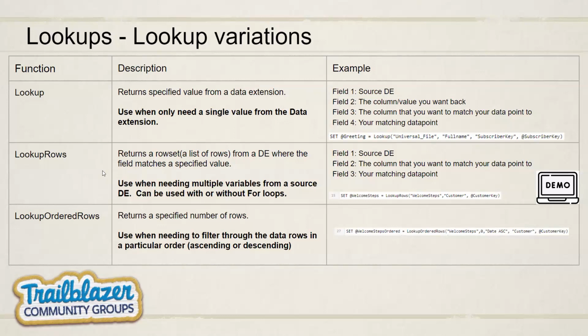Lookup rows gives you an opportunity to do two things. One, you can return multiple variables within a certain row in a data extension. And two, using for loops, you can return multiple rows' worth of data. The syntax is a little simpler than lookup: you just need to determine the data extension you're looking at, and the unique value you're looking to sort on. There's also a variation called lookup ordered rows, which allows you to return a set of data in a particular order, whether ascending or descending. Again, we'll go through this in the demo in a second.